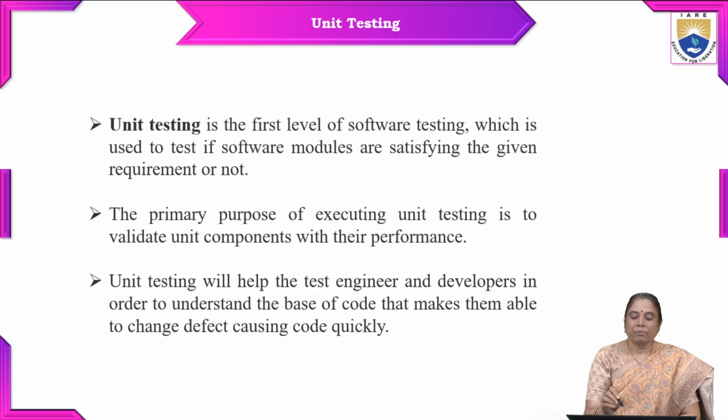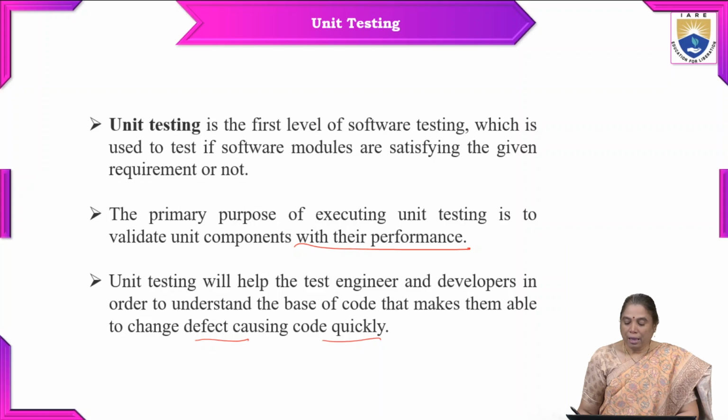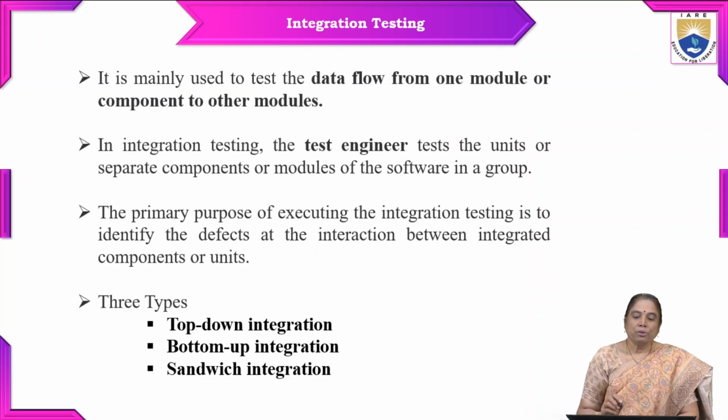The primary purpose of executing unit testing is to validate unit components with their performance. Unit tests help the testing engineer and developer to understand the base of code, which makes them able to change defect causing code quickly. So to identify the defects quickly, unit testing helps the testing engineer. Majorly, the functionality of these independent components of the application development is concentrated on in unit testing.